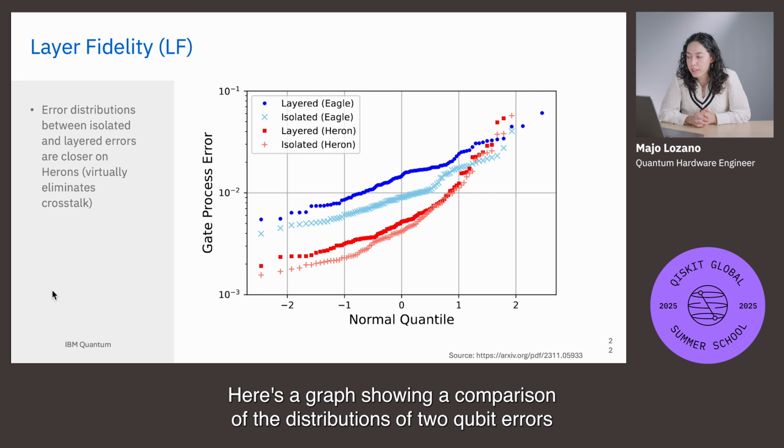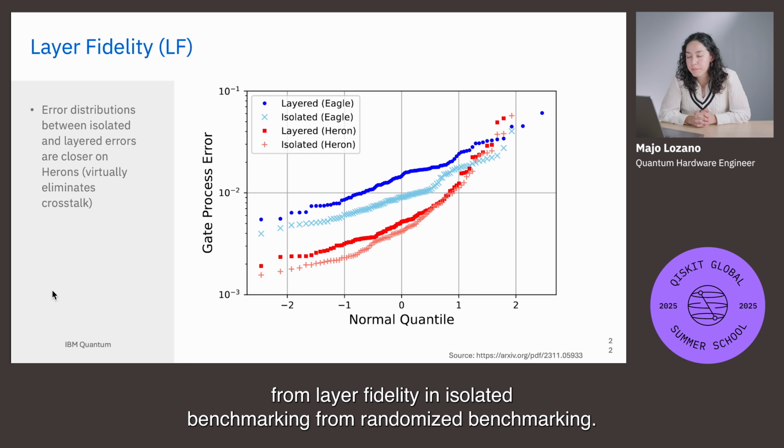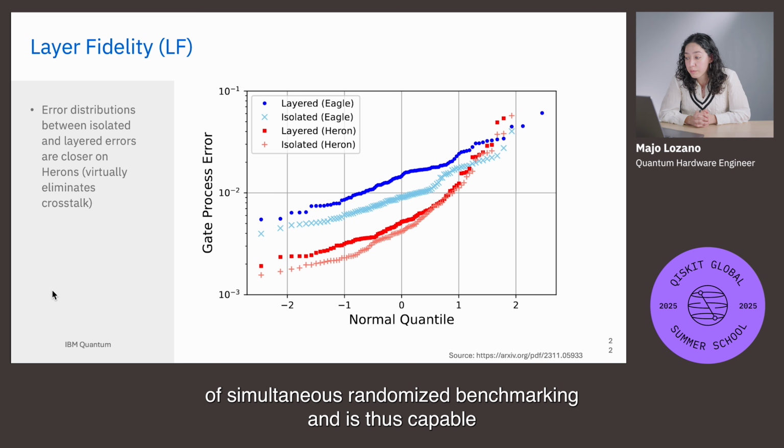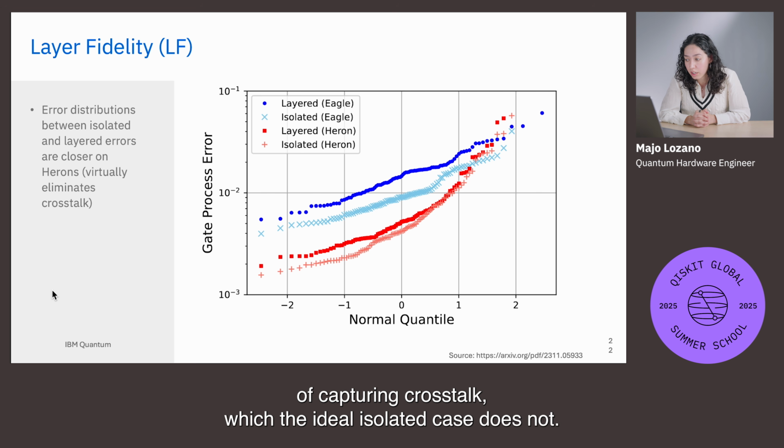Here's a graph showing a comparison of the distributions of 2-qubit errors from layer fidelity and isolated benchmarking from randomized benchmarking. As we were mentioning before, layer fidelity is based on the idea of simultaneous randomized benchmarking and is thus capable of capturing crosstalk, which the ideal isolated case does not.